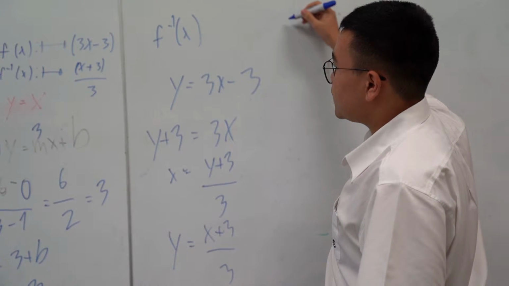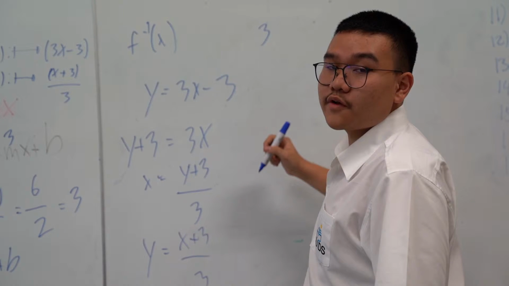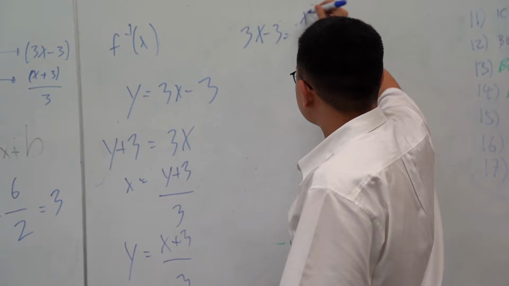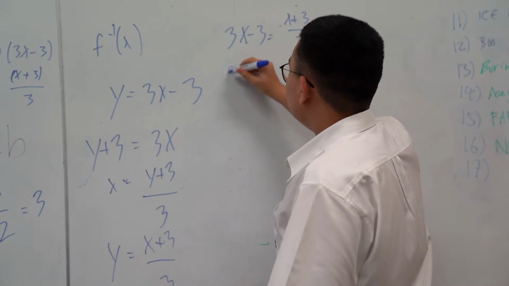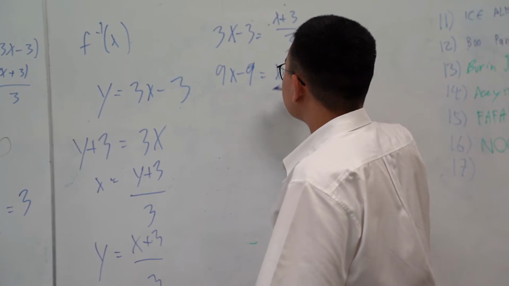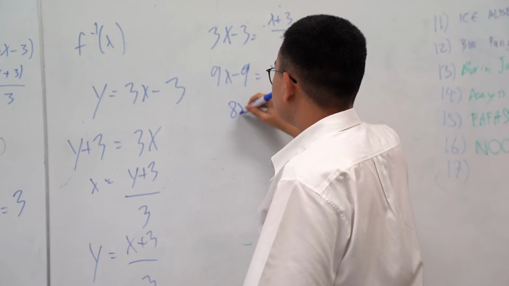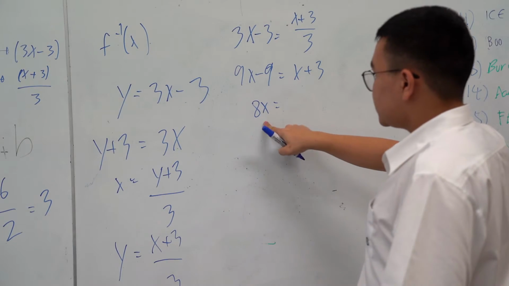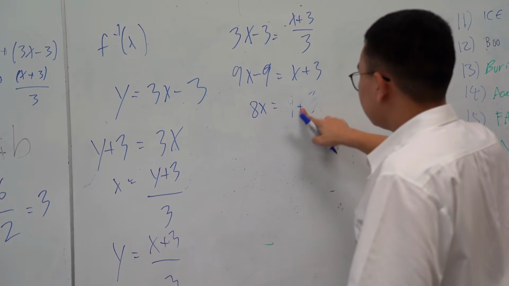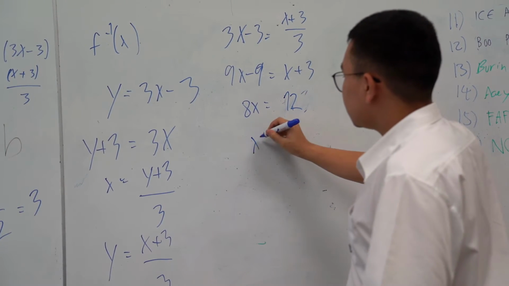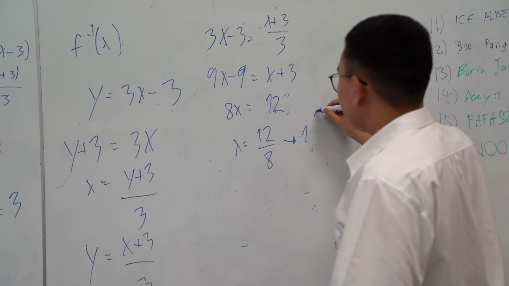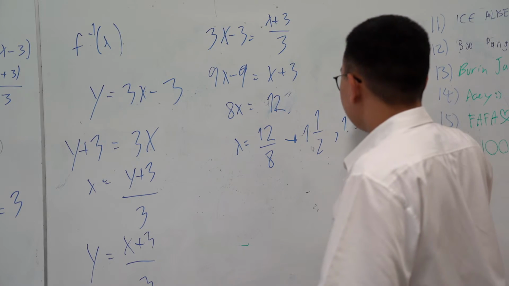Then we set the two equations equal to each other to find the point where they cut. 3x minus 3 equals (x plus 3) over 3. So 9x minus 9 equals x plus 3. 8x equals 9 plus 3, or 12. So x equals 12 over 8, or 1.5.